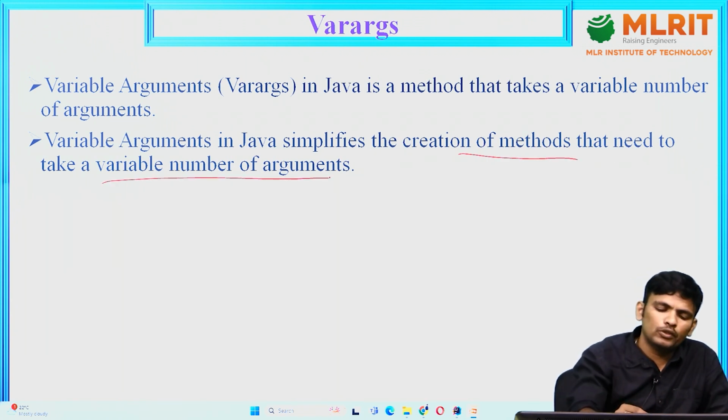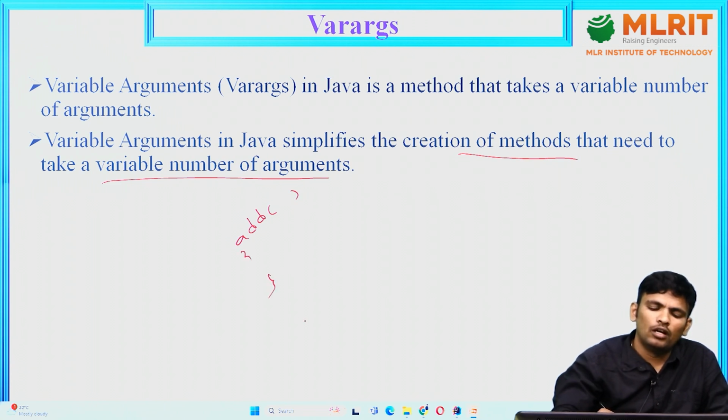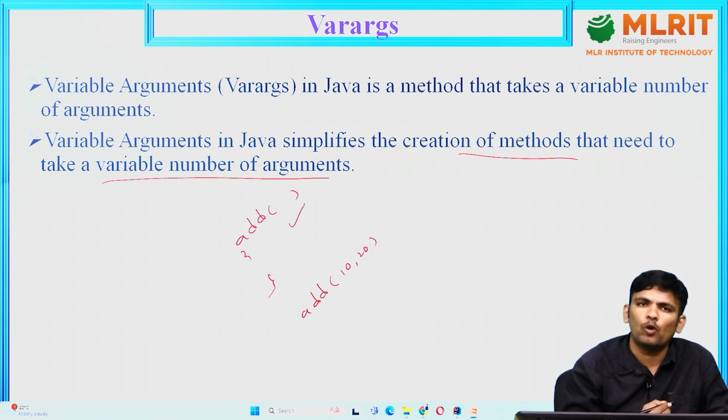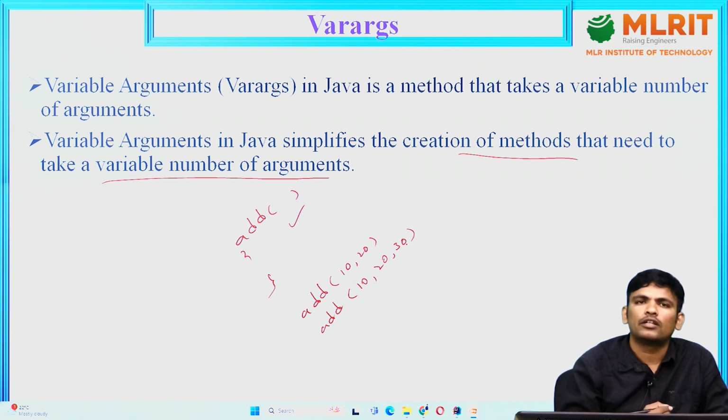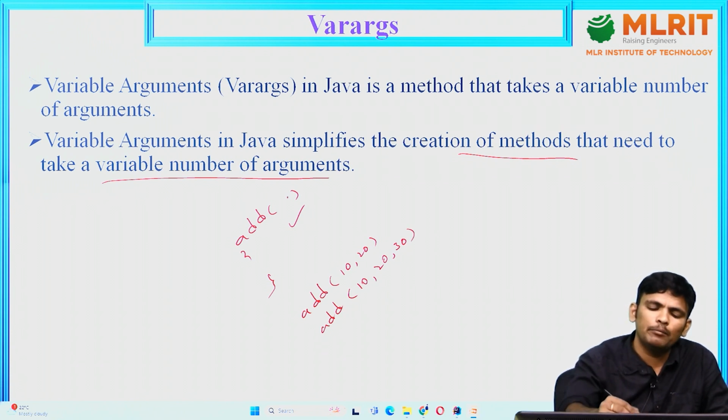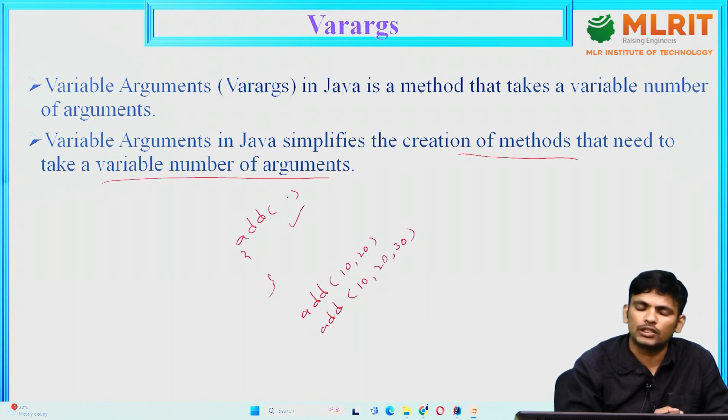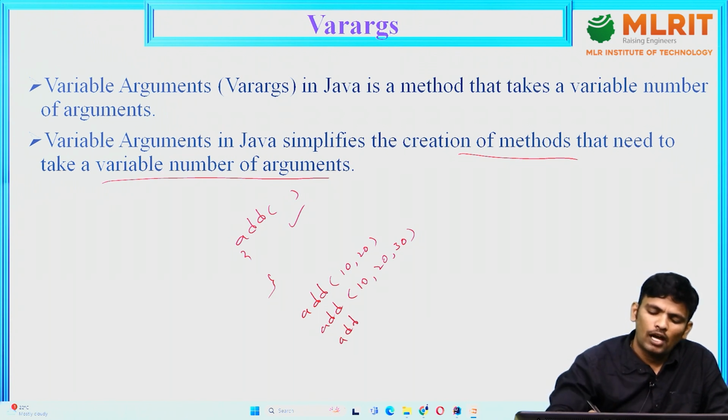Suppose I have a method like an add method, where I want to perform some operation. Now I want to call this add method passing only two values, and the add method must be in a position to perform the operation. Then I want to call one more add method, and next time I am passing three arguments. The same method must perform the same operation. And next time I am passing four arguments.